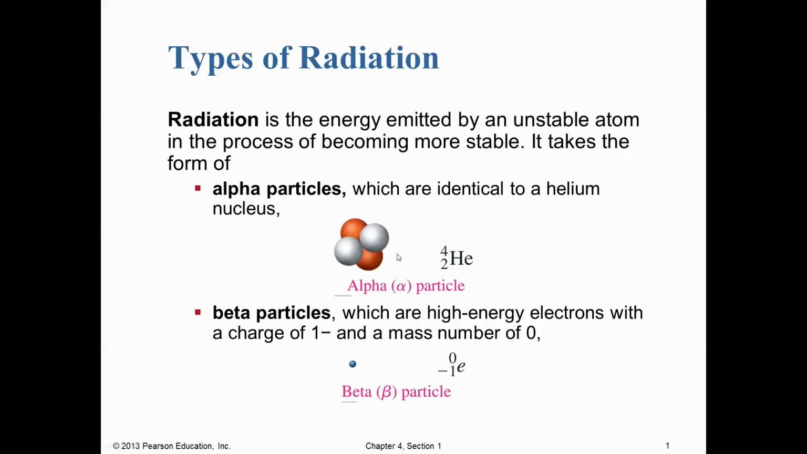Hello. Today we're going to be talking about radiation. We'll be reviewing four classes of radiation. If we have alpha decay, we emit what's known as alpha particles.